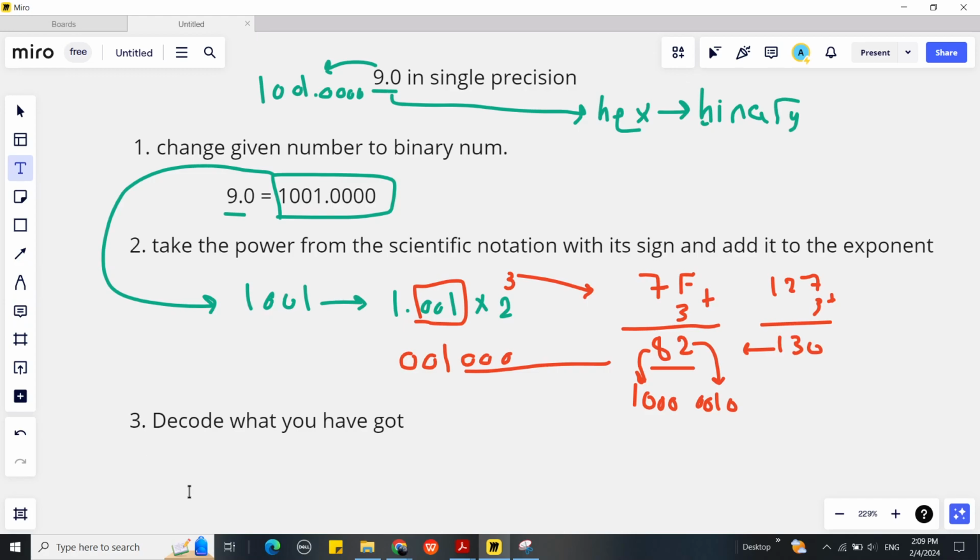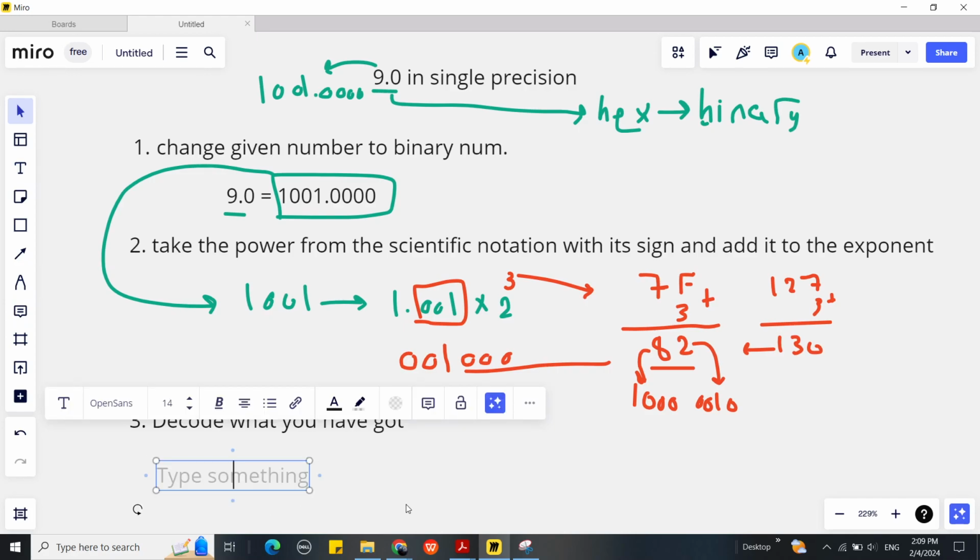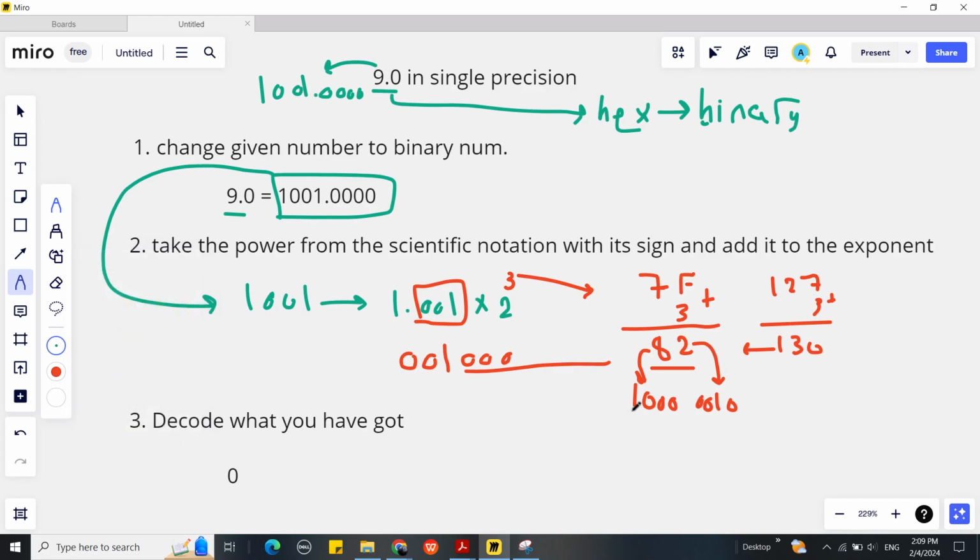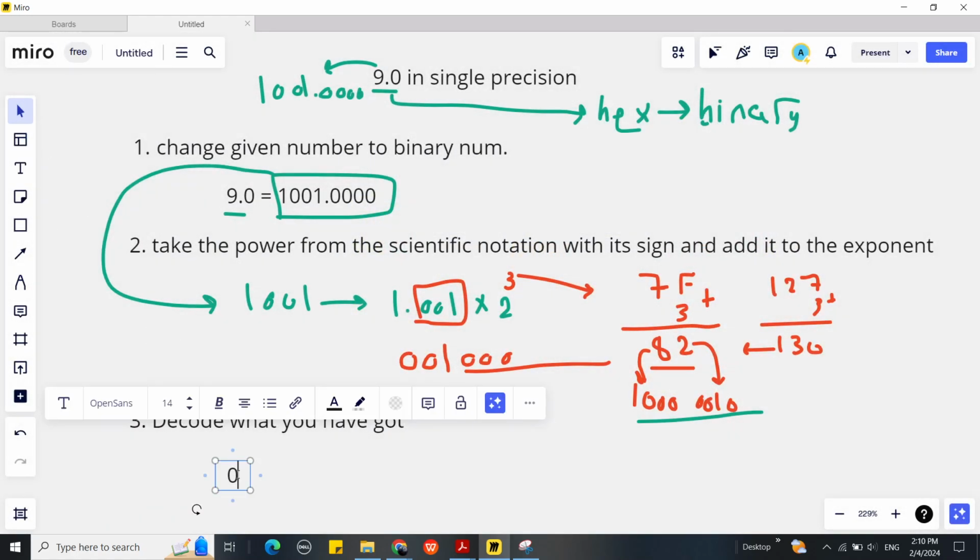So we said the number is positive, so the sign is 0, and then we said that we have the exponent, and my new exponent is this number. So I'm just going to take it and add it here. 1 0 0 0, this is 8, and 0 0 1 0, this is 2.